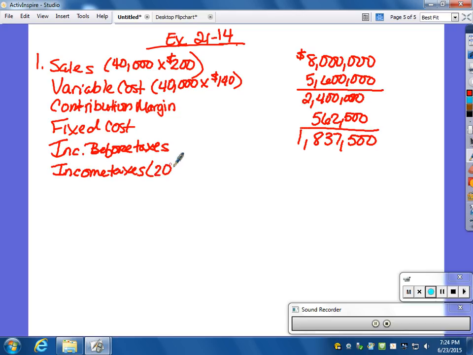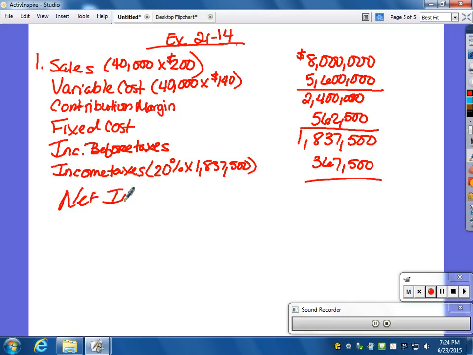They said 20% of what? Of the pre-tax income, of the income tax rate. Pre-income, right? 1,837,500. What's this amount? 20% times that? 367,500. Which means net income is how much? Subtracting, 1,470,000. All right.